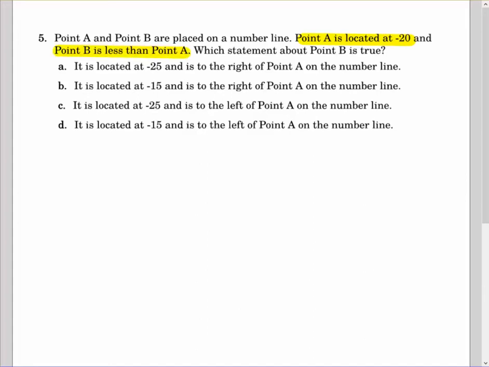That's very important here. All right. Which statement about point B is true? So I'm going to draw a little number line because I think it's good for you to not just visualize it in your head, but to write it on paper. All right. So we are plotting 2 points. Point A is located at -20. So let's say this is 0, right? -20 we'll say is down here to the left of 0. Negative numbers are to the left of 0. And as we move left on the number line, the numbers get less.